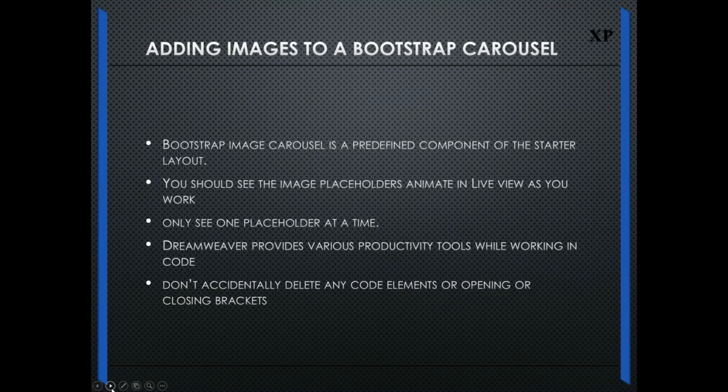The Bootstrap image carousel is a predefined component of the starter layout. In here, you should see the image placeholders animate in live view as you work. So when you get to this part of the exercise, you're going to learn how to populate the carousel with images. Now, since the carousel is active in live view, you can only see one placeholder at a time.